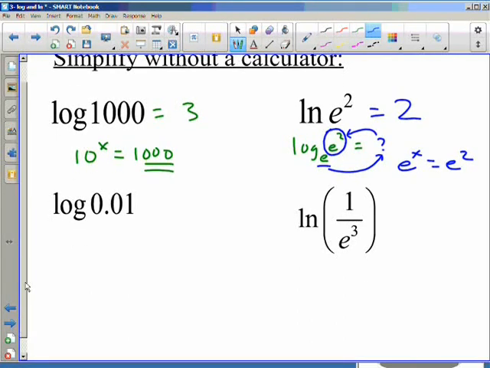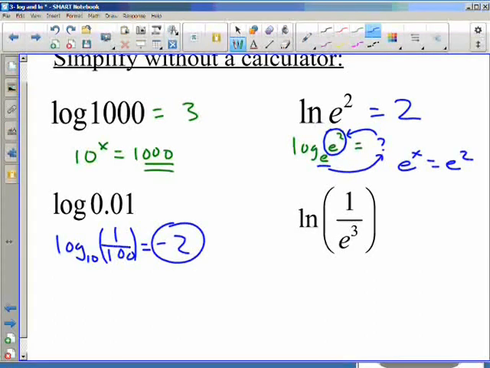The answer is 2. We can equate the exponents. This one's a little trickier, but not too bad if we write it as a fraction, 1 over 100. This is the log base 10. So we're saying 10 to what power equals 1 over 100? And remember, think negative if you see a fraction. To get 10 to equal 100, it's 2. To get 10 to be 1 over 100, it'll be a negative 2. And so our answer here is negative 2.